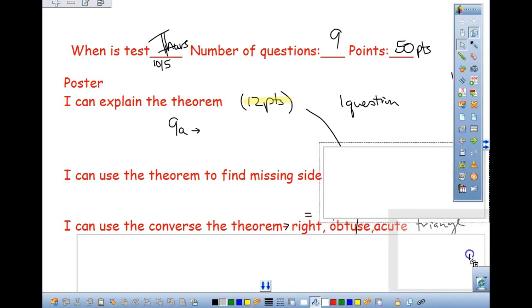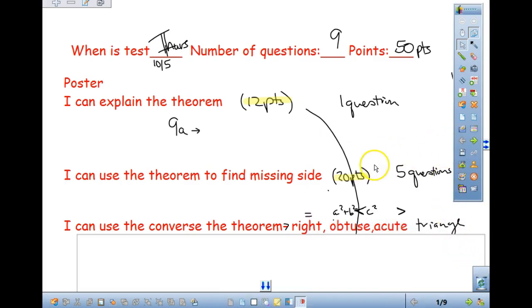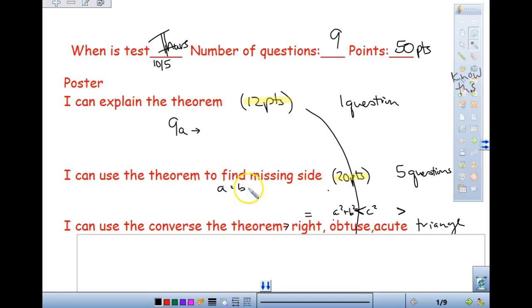What are we talking about here? Well, this is where I might tell you A equals something, and this is what B is equal to, and find C. It might be, oh, you have to find the perimeter of this shape, right? In that, you would need to use the Pythagorean theorem to find this side and this side, okay? So there's 20 points, 5 questions. The next thing on the poster says, I can use the converse theorem.